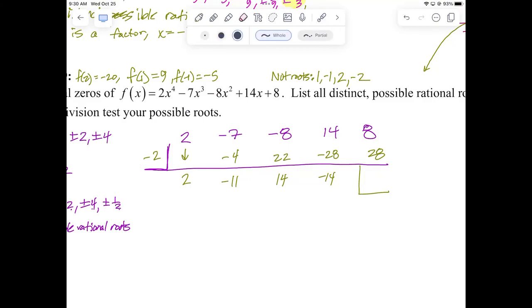Uh-oh. That doesn't work, does it? So negative 2 also doesn't work. I already wrote it in the not a root list. I guess I had an intuition about it. You want to try the fraction?